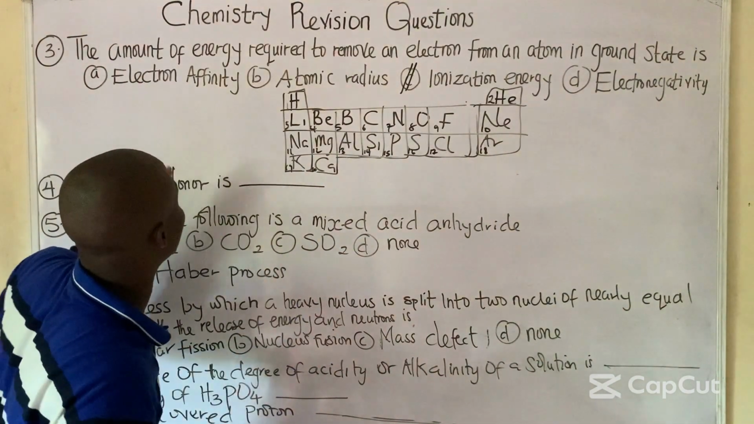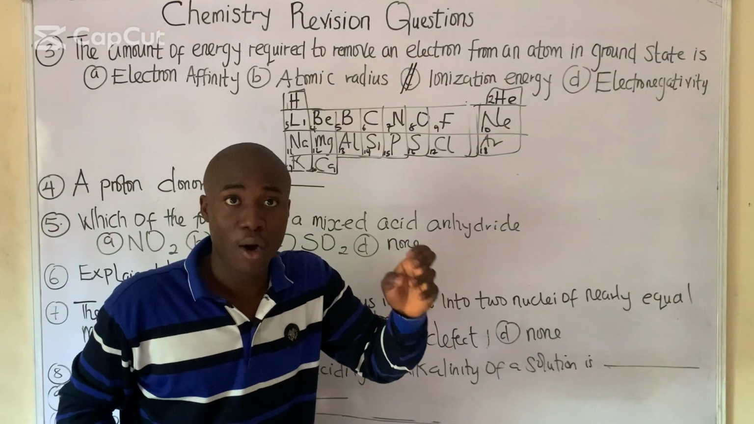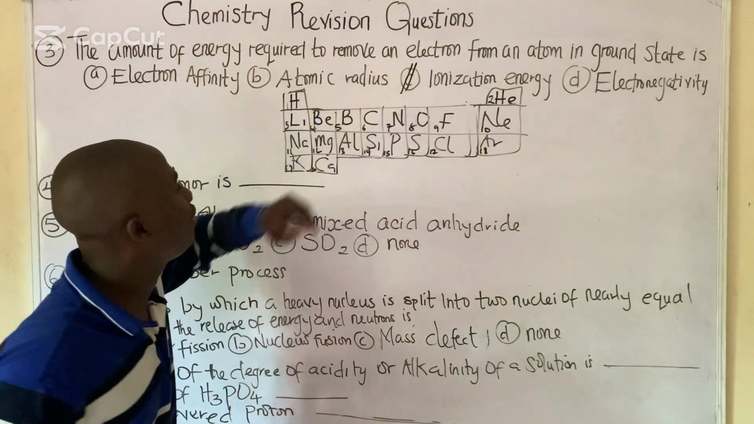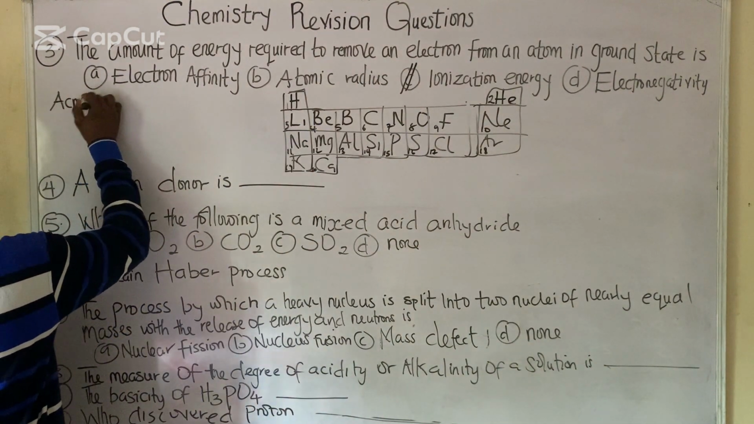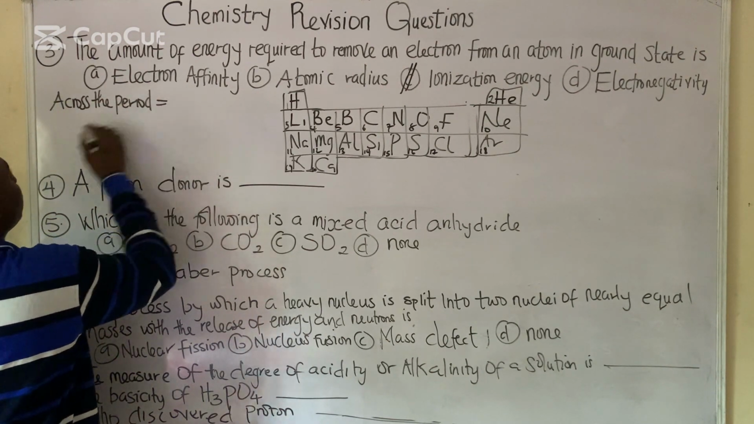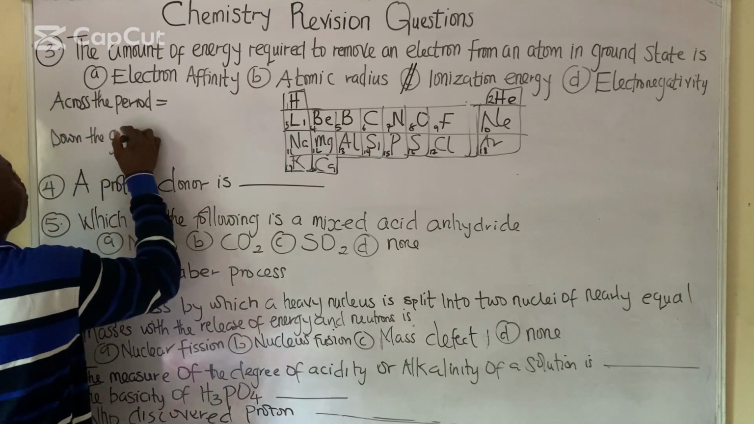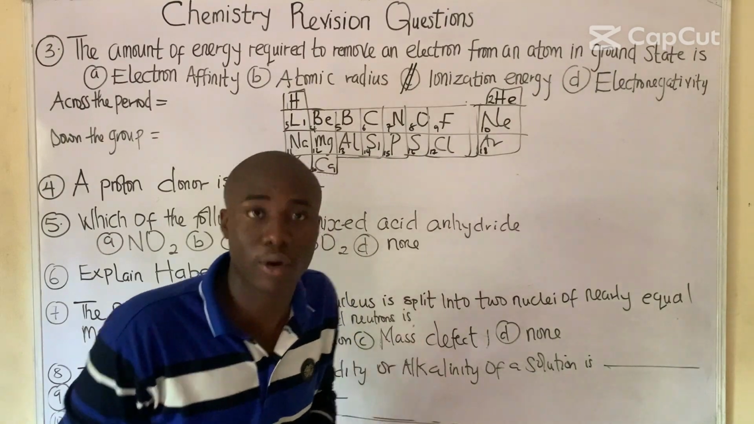Now, I just said that the energy required to remove an electron from the valence shell of an atom is simply called ionization energy. And I said what happens across the period of the periodic table, and down the group. So we have to talk about what the groups and periods of the periodic table are.